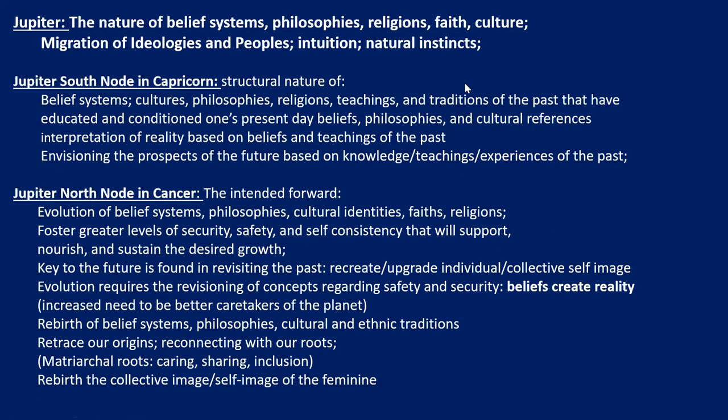Jupiter's nodes: South Node in Capricorn, North Node in Cancer. The nature of belief systems, philosophies, religions, faith, culture.